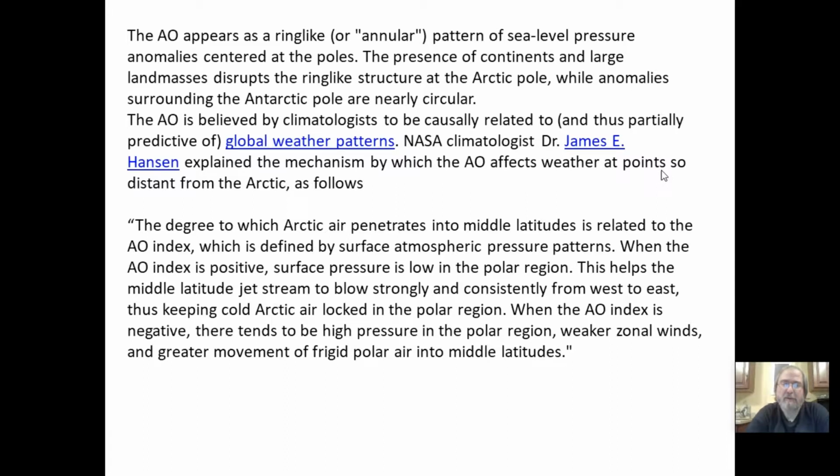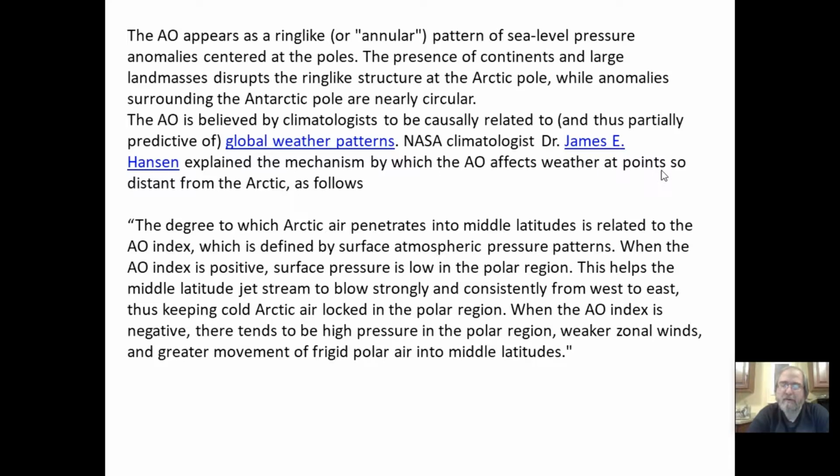The degree to which Arctic air penetrates into middle latitudes is related to the AO index, which is defined by surface atmospheric pressure patterns. When the AO index is positive, surface pressure is low in the polar regions. Let me repeat that. When the AO index is positive, surface pressure is low in the polar regions. This helps the middle latitude jet stream to blow strongly and consistently from west to east, thus keeping cold Arctic air locked in the polar region.